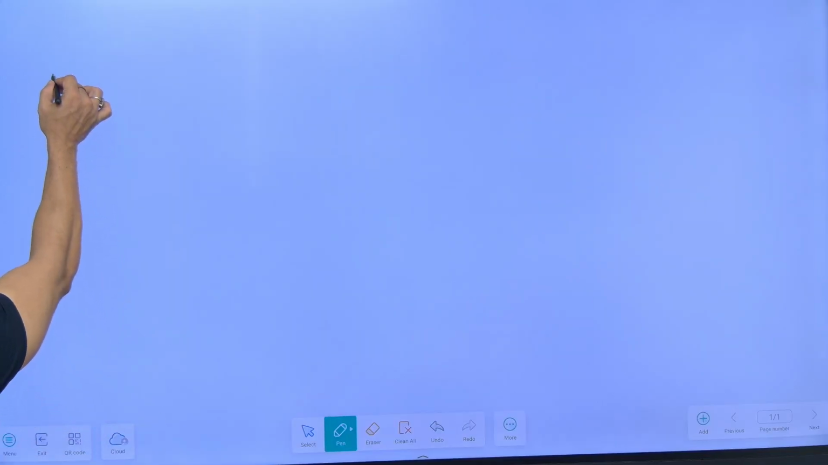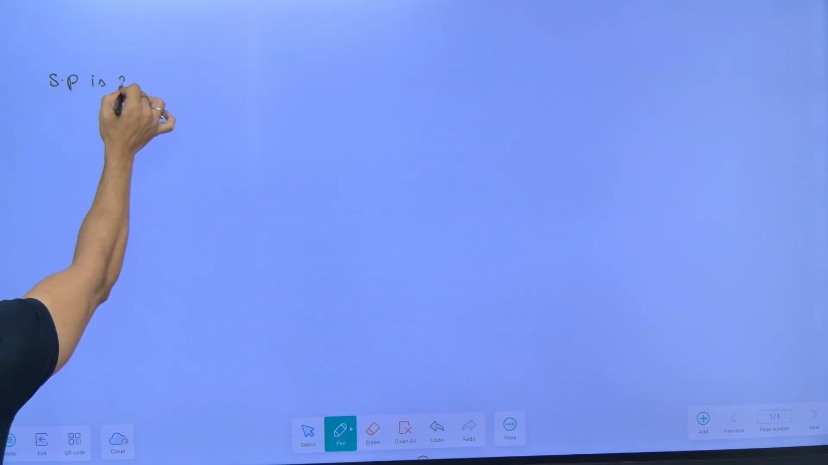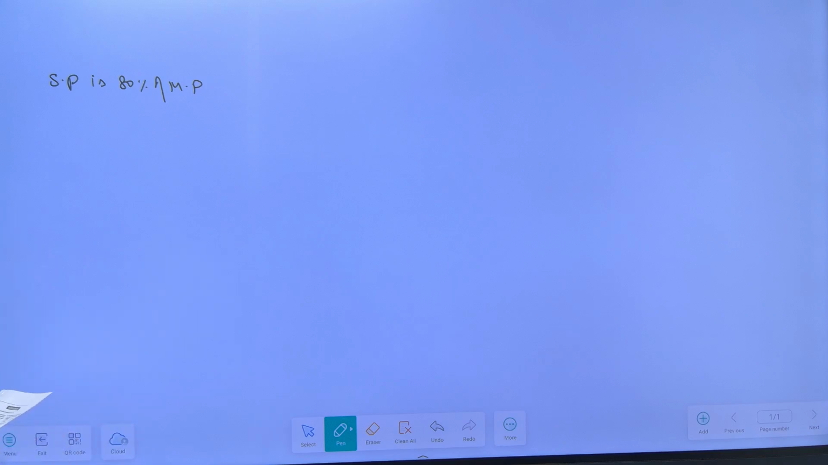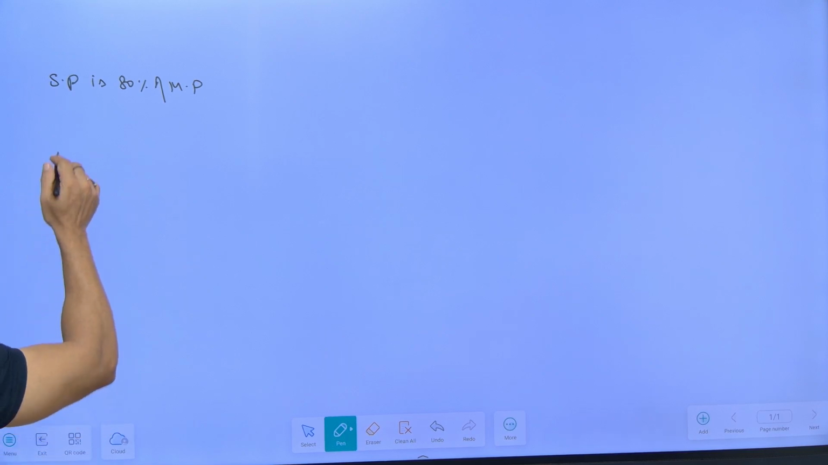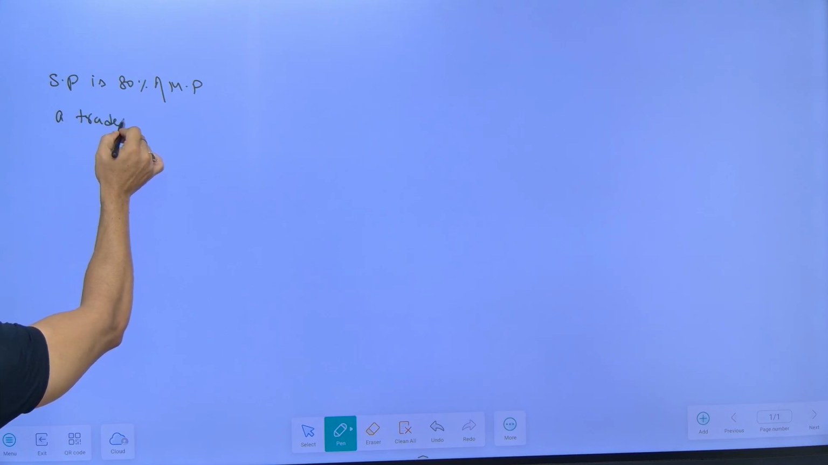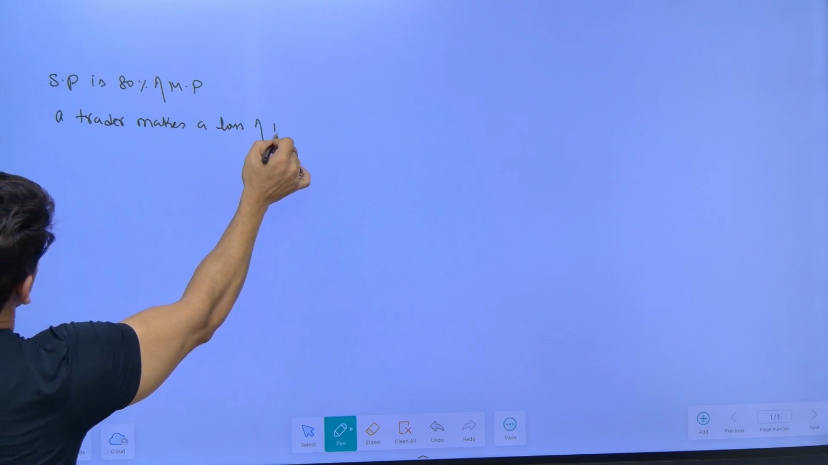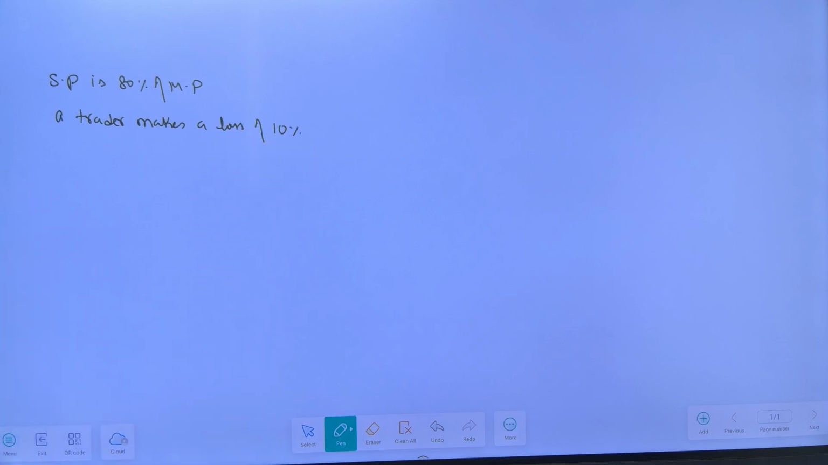Look at the first question. By selling an article at 80% of its mark price, a trader makes a loss of 10%. The selling price is 80% of mark price. The trader is losing how much percentage? 10%. What will be the profit percentage?